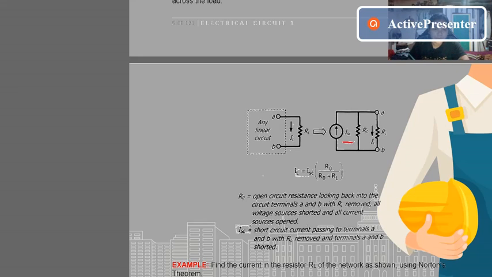So formula for IL is equal to ISC multiply to RO divided by RO plus RL. So, kabalo na taon sa ning RO. And ang ISC is the short-circuited current passing to a terminal A and B. So kani mao ni ang short circuit current rather.